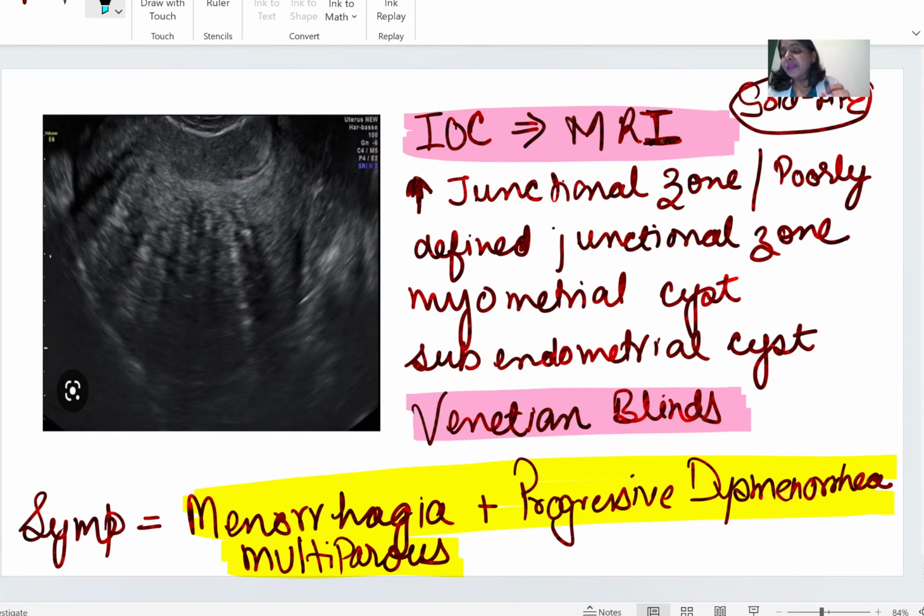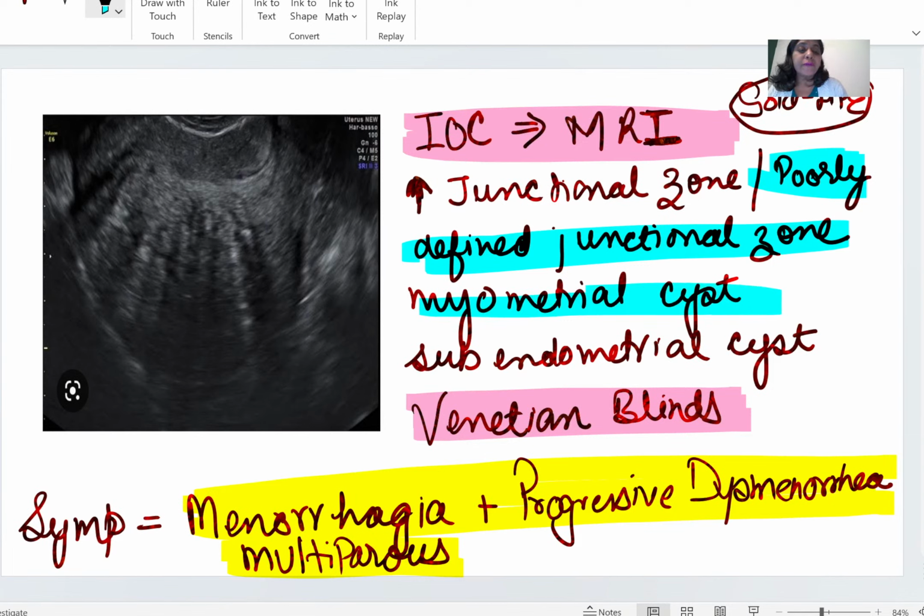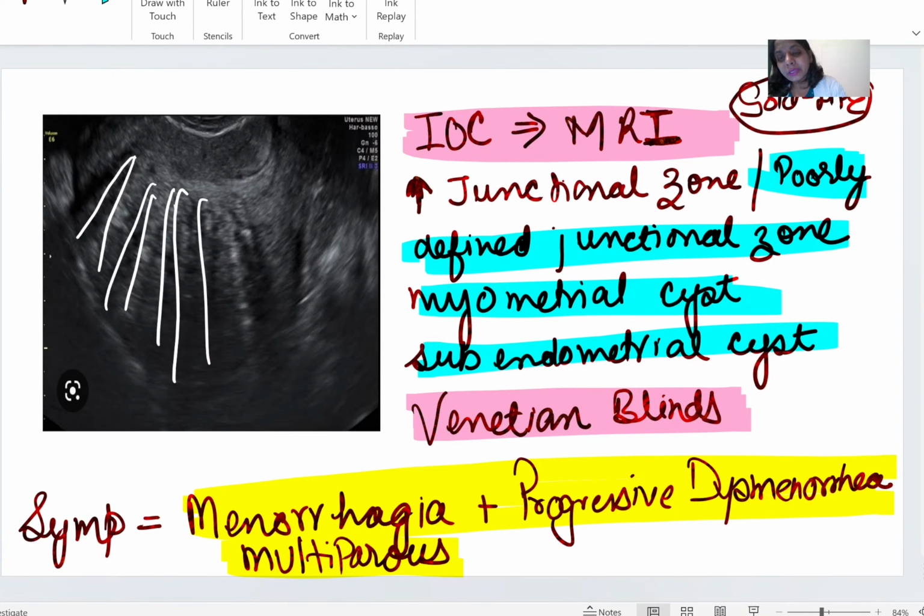The examiner can confuse you by saying poorly defined junctional zone. It also means the same, that the junctional zone has increased. There is presence of myometrial cyst and subendometrial cyst. Can you appreciate this hazy appearance? This is known as Venetian blinds. Blinds are curtains. So these stripes, curtains are known as blinds.